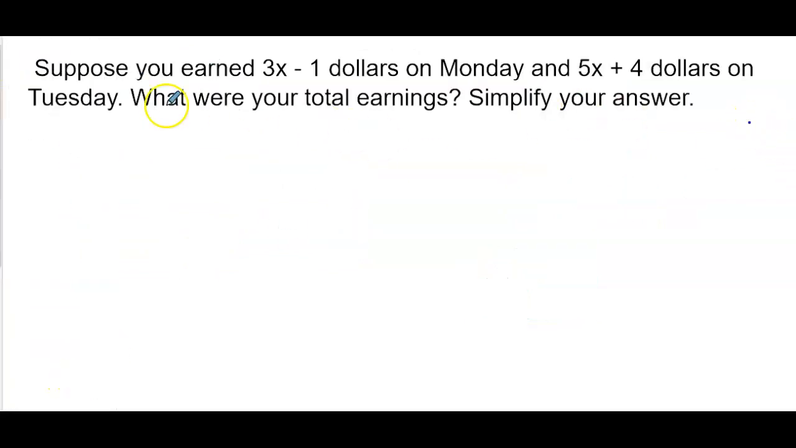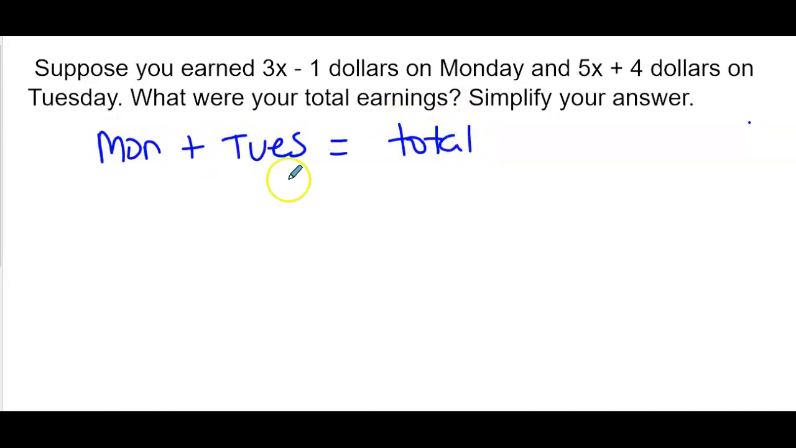If we look at this one, it says, suppose you earned 3x minus $1 on Monday and 5x plus $4 on Tuesday. What were your total earnings? So if we're trying to figure out our total, we're going to take what we earned on Monday and add it to what we earned on Tuesday to get the total. So we're going to take our 3x minus 1 from Monday and our 5x plus 4 from Tuesday, and we're going to add those together.